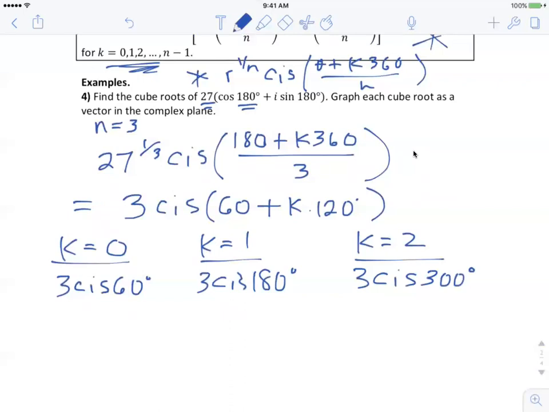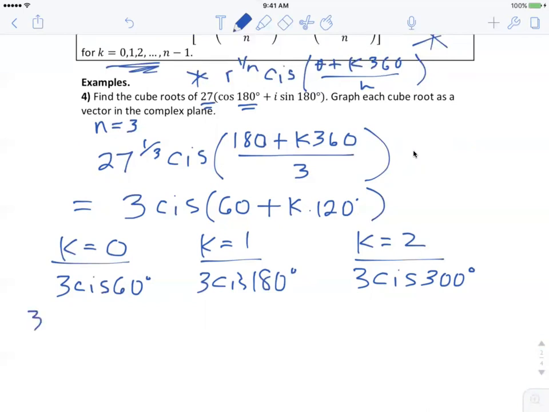I could leave them like that, that's trig form, or we could take it a step further and write it in rectangular form. It just depends on the question. So you might be done there, or you might have to go to rectangular. Let's just do rectangular for practice. How about 3 cis 60? What would that look like?